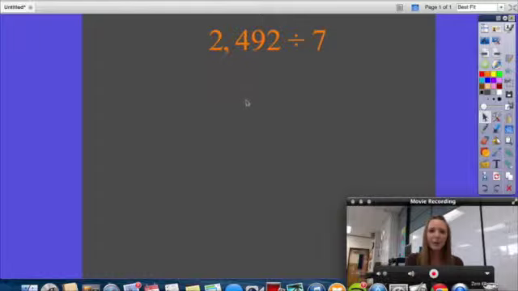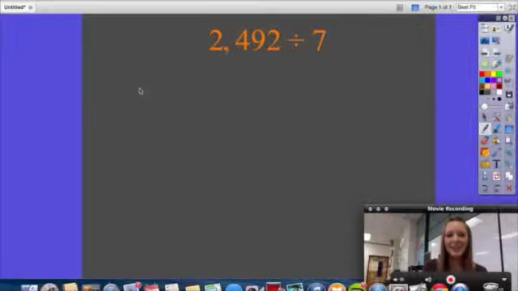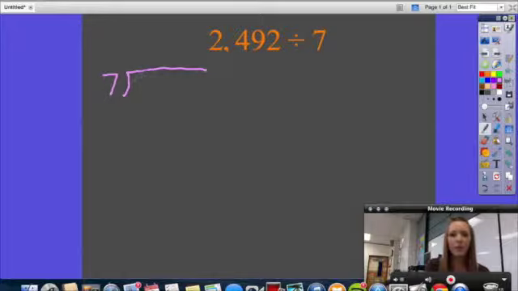We're going to be talking about partial quotients this time. So this method is really the link between the area model array that they've been doing and the long division algorithm, which they will do next year. So we're going to set this problem up like we would do a normal long division problem. Our divisor 7 goes on the outside. We have our long division bar, and our dividend 2,492 goes inside of that.